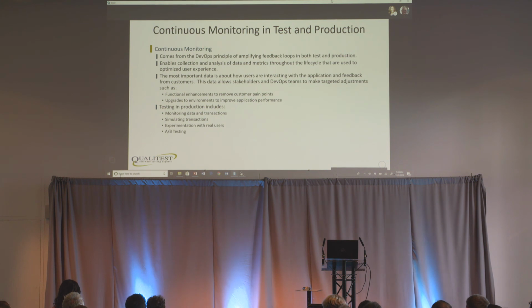So finally, continuous monitoring in production. Well, it comes from the principles of amplifying feedback loops. It enables collection and analysis of the data metrics throughout the life cycle. The most important data is about how the users are interacting with the application, and that's your feedback from the customers. Now this is important because it allows the stakeholders and the teams to make the most targeted adjustments, maybe functional enhancements to remove customer pain points, or even upgrading environments if performance isn't good. You want to test in production. This can involve anything from monitoring transactions and simulating transactions to A/B testing and experimenting with real users.